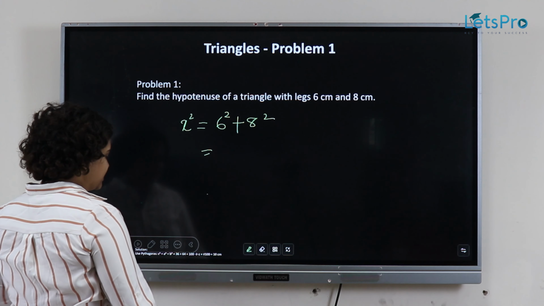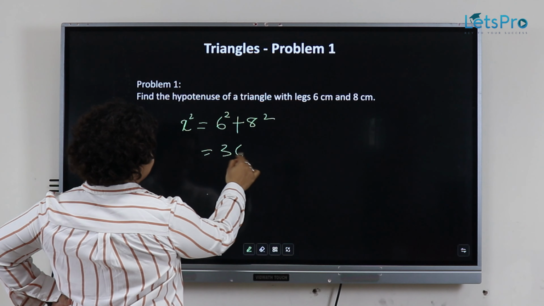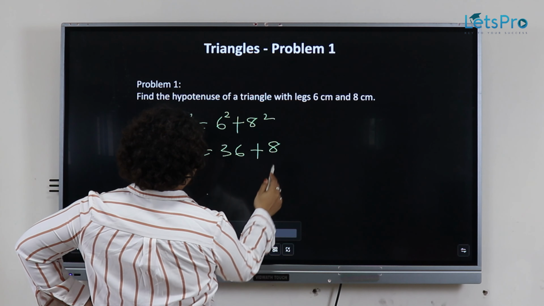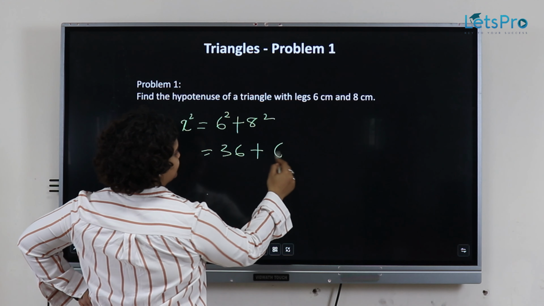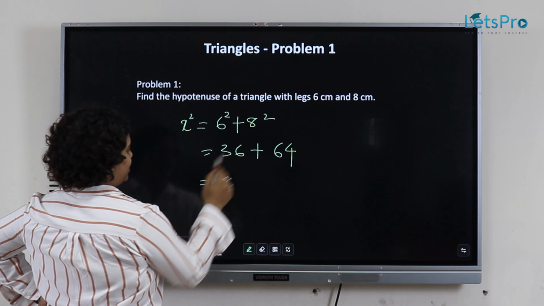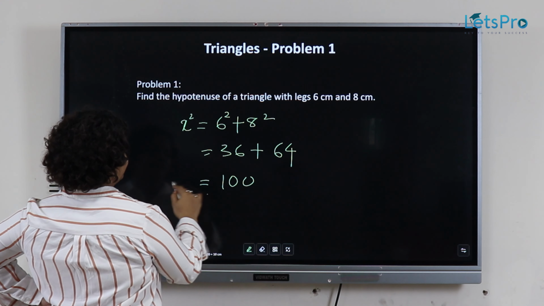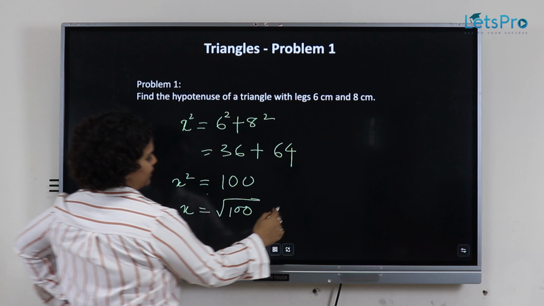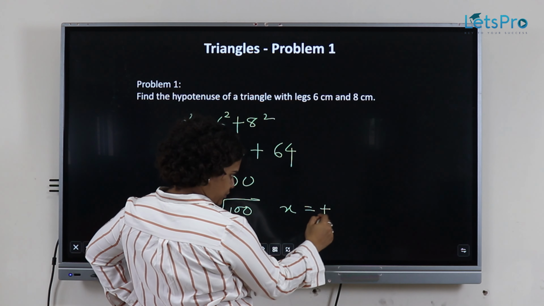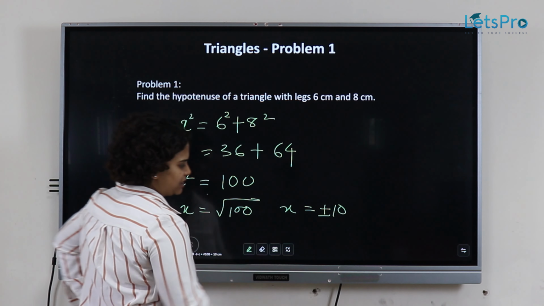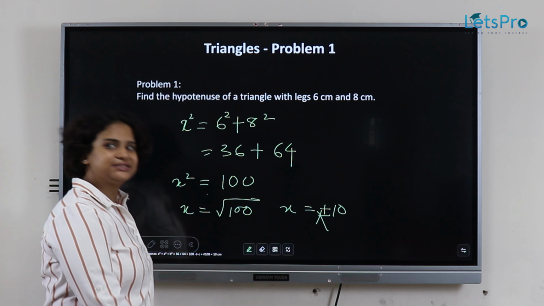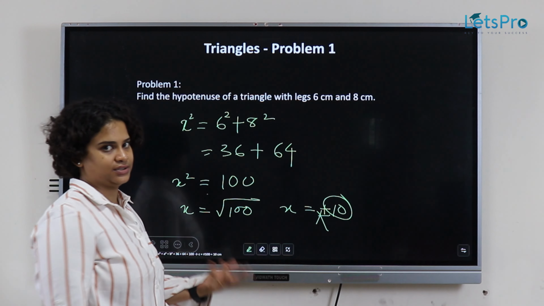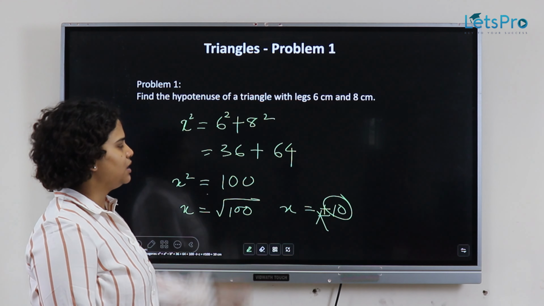So if you see, 6 square is 36 and 8 square is 64, right? So from here I can say x square is equal to 100. So x is nothing but square root of 100. So x is ideally equal to plus or minus 10, but we will be excluding minus because lengths cannot be negative. Therefore from here we know 10 is the side of the hypotenuse.